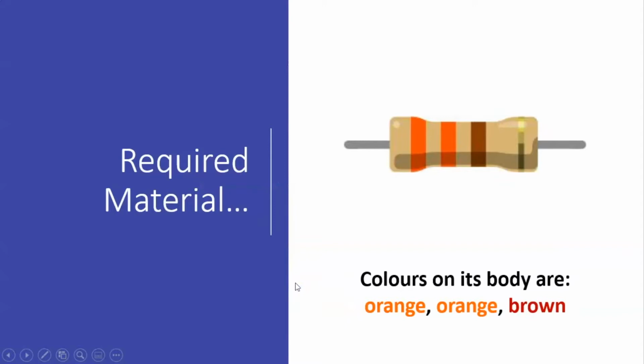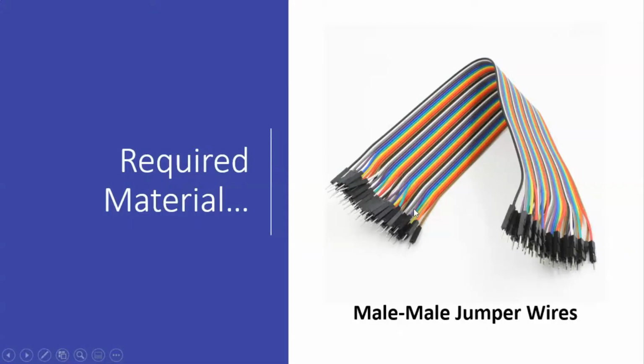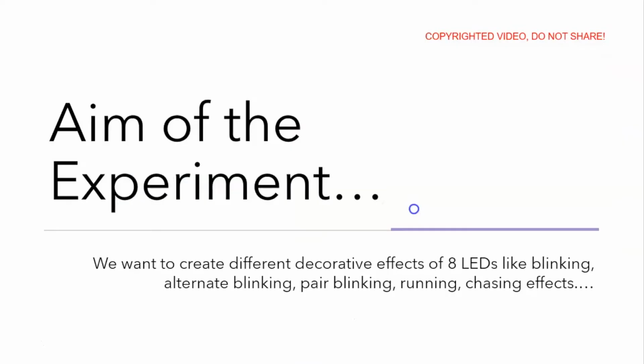Then you will require this resistor, 330 ohm resistor. To identify which is 330 ohm resistor, you have to note down the color rings on its body. They are orange, orange and brown, and then the last one will be the golden ring. So orange, orange, brown with a golden ring. This is our resistor 330 ohm. Then you will require the breadboard, then the jumper wires, male jumper wires.